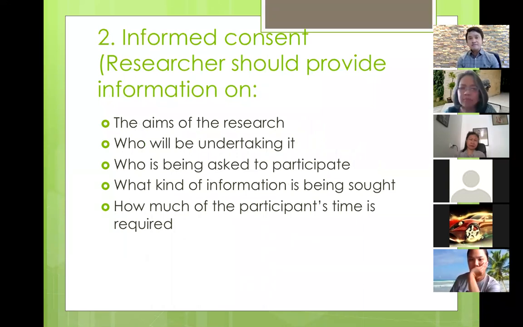Researchers should provide information, especially if your respondents are human beings and they will be providing information that is sensitive to them. Then you need to secure an informed consent. They need to sign an informed consent. So what is the content of the informed consent? It must provide the aims of the research. What are the aims of the research? Who will be undertaking the research?